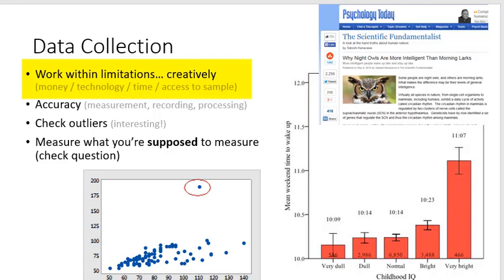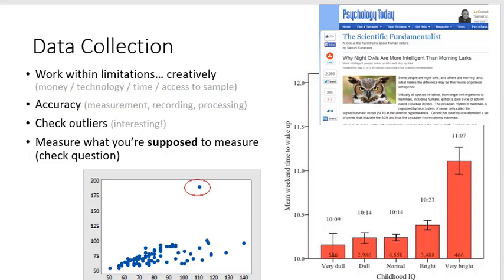We have ethical limitations. While we tend to think of limitations as a bad thing, they can actually be a very good thing. Of course, ethical limitations are a very good thing, but any limitation allows us to think creatively to figure out a way to answer our question while working within these limits. When we collect data, we always want to be as accurate as we can in measuring or recording those measurements and in processing those data.